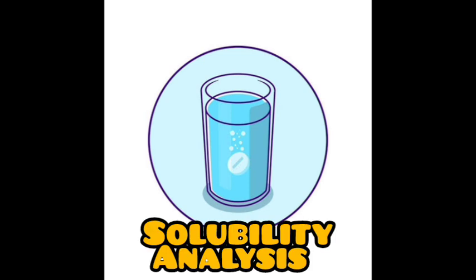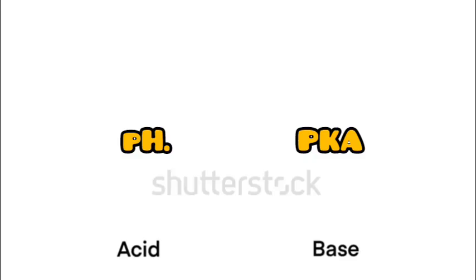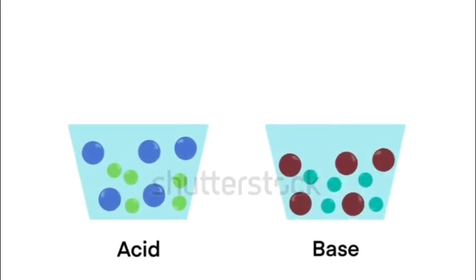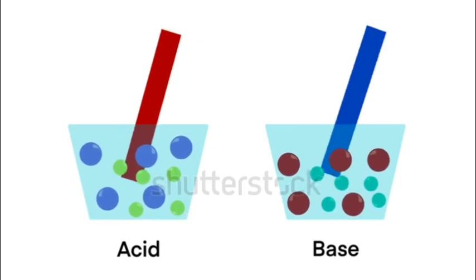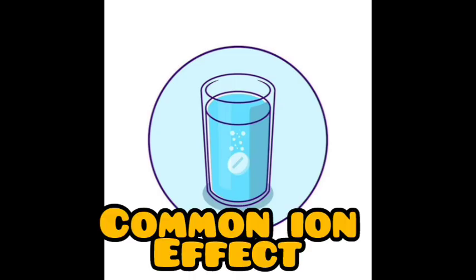Part 2: Solubility analysis. Next, we have solubility analysis. For a drug to work, it usually needs to dissolve in the body's fluids. So, understanding its solubility is paramount. Key aspects here include ionization constant, pKa, and pH solubility profile. This looks at how acidic or basic the drug is and how its solubility changes at different pH levels, like those found in different parts of your digestive system.